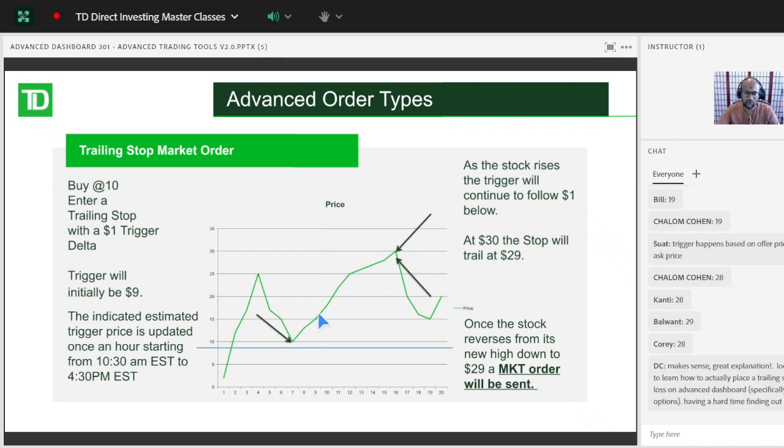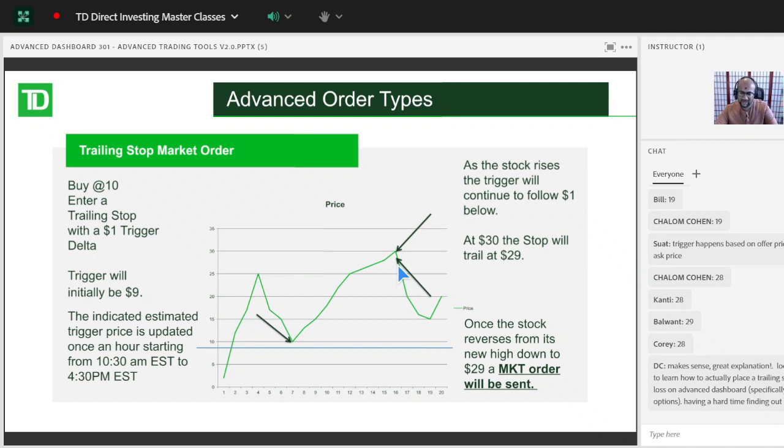So just keep in mind that it's only going to follow the stock up to the last highest price. If it starts coming down, it will not adjust on a lower price, okay? It'll only adjust on a higher price when it goes up there, okay? So just keep that in mind when you're doing this.